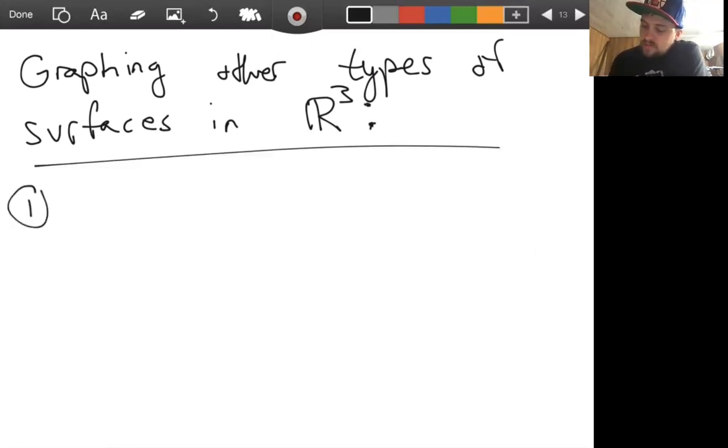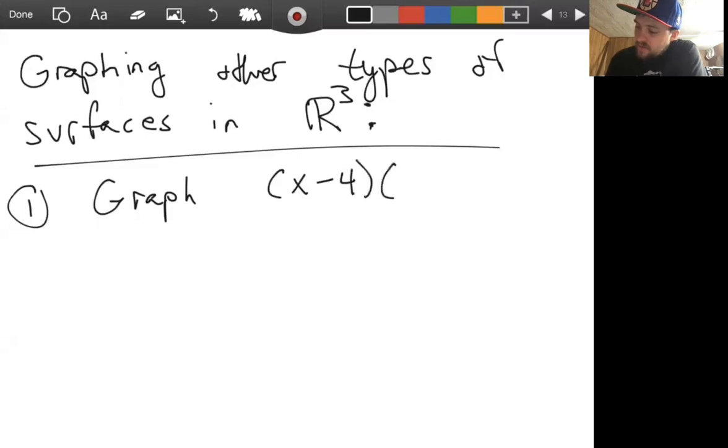Here's the first example. Let's graph the equation given by (x - 4)(z - 2) = 0, right? And we want to know, okay, what surface is this equation representing? There's two examples I want to show us for now, because there's two general methods that we can do. If you have an equation where it's factored like this, where it's one variable in this factor times another variable in this factor equals something, especially 0, you can do this.